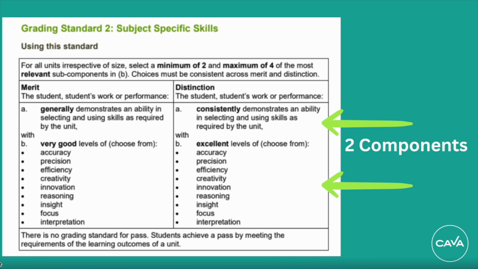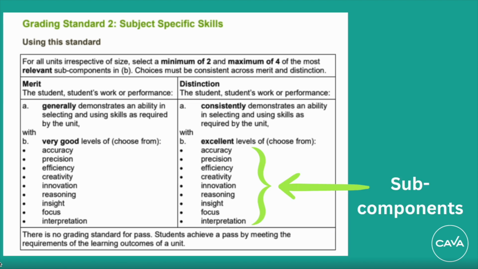Grading Standard 2 is very similar to Grading Standard 1. There are 2 components, A and B, and again, you must use both components when looking at Grading Standard 2. For the subcomponents, just like Grading Standard 1, there is a bullet-pointed list to choose from underneath component B. Irrespective of size, you must choose between 2 and 4 subcomponents.